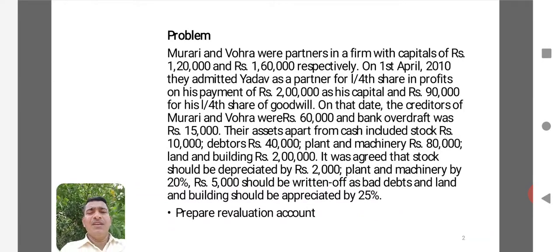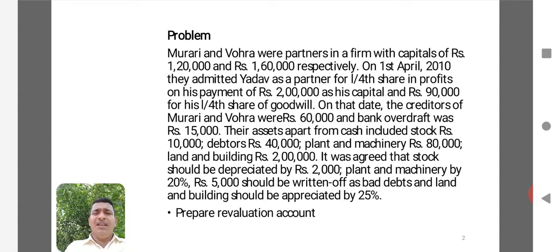Now, first of all, we should know in revaluation account there are different categories of entries that will be recorded. The first set of entries is increase in the value of asset, then second, decrease in the value of asset, in the third set increase in the value of liability, in the fourth set decrease in the value of liability, then fifthly unrecorded asset, then sixth unrecorded liability, then the last entry will be for transferring the profit or loss in the revaluation account to the old partners' capital account.